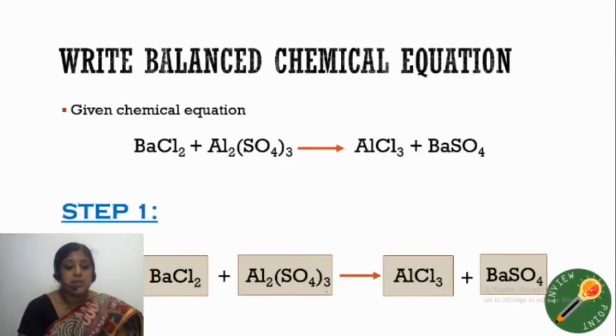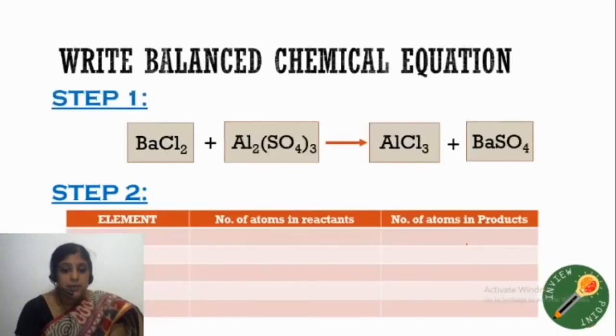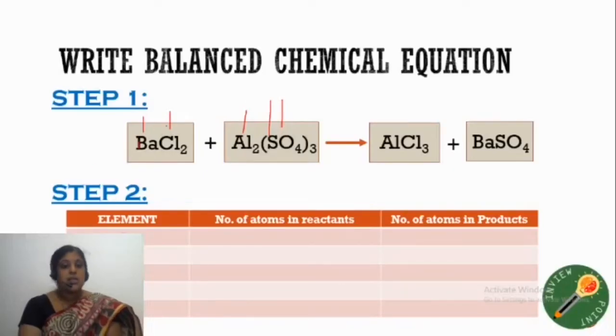The first step is we have to put all these reactants and products inside a box. See, we have put all the reactants and products inside a box. What is the second step? We have to identify the elements. So here the elements are barium, chlorine, aluminium, sulfur, and oxygen. These are the elements present in this chemical equation. So find the number of atoms in the reactant side and in the product side.